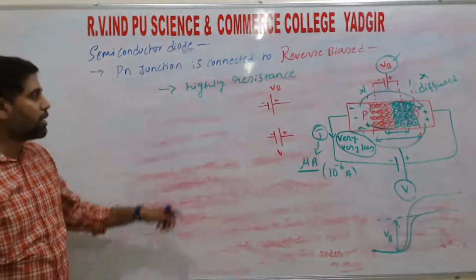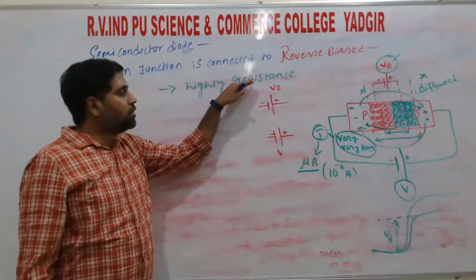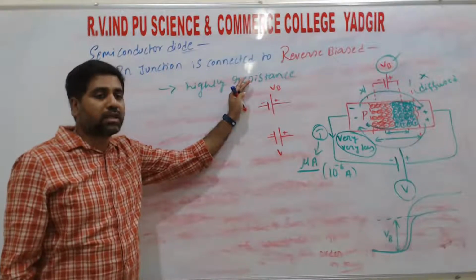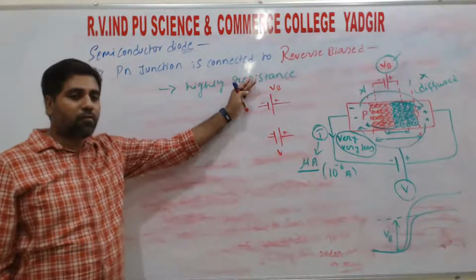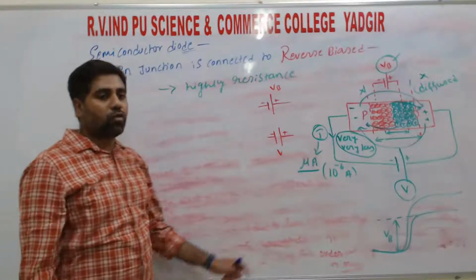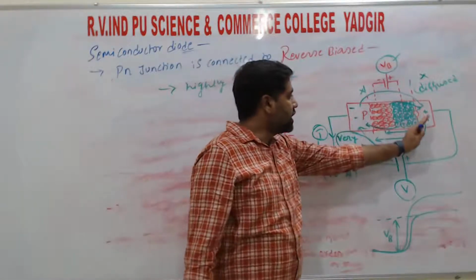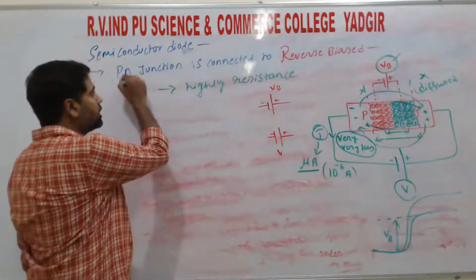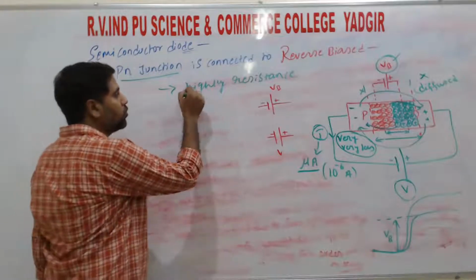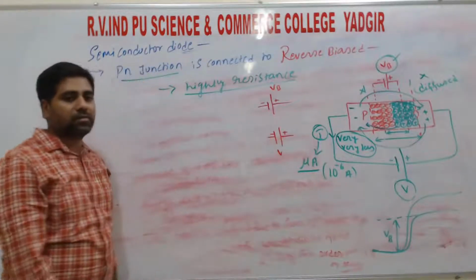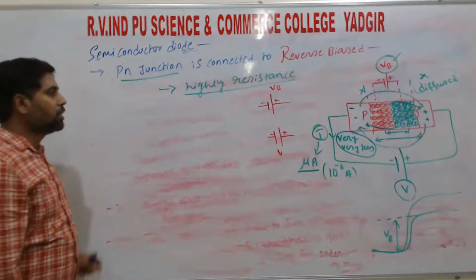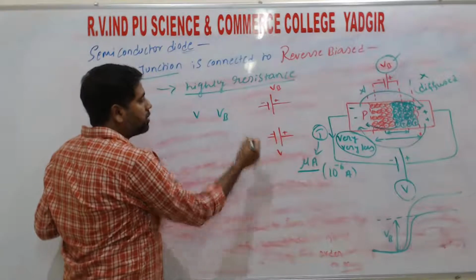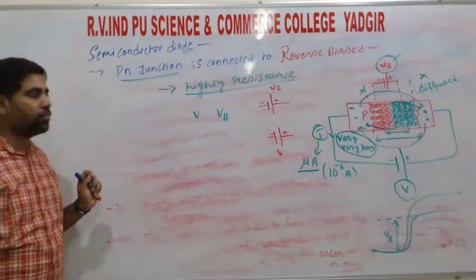So in forward bias, what happens? In forward bias the maximum number of charge carriers get diffused, hence it is less resistance. But in reverse bias, only a few charge carriers get diffused, right? For that reason, we say that when the PN junction is connected in reverse bias, it is highly resistive, right?